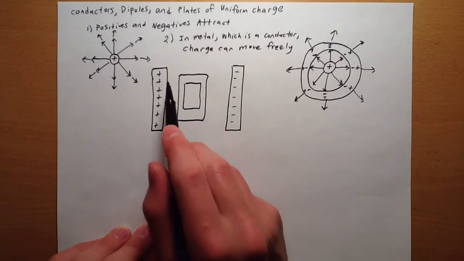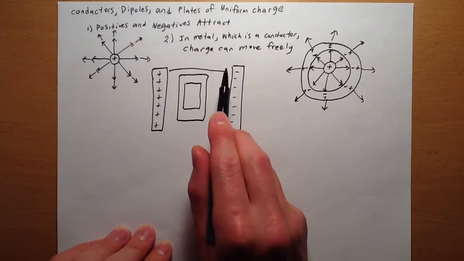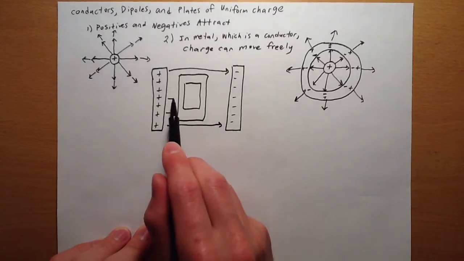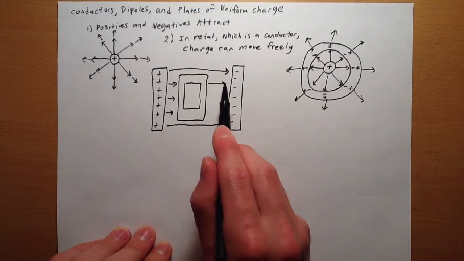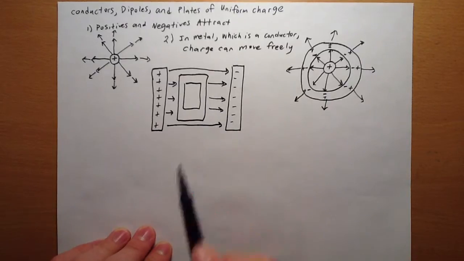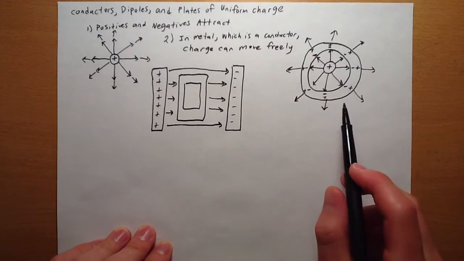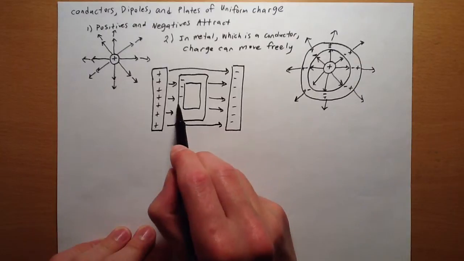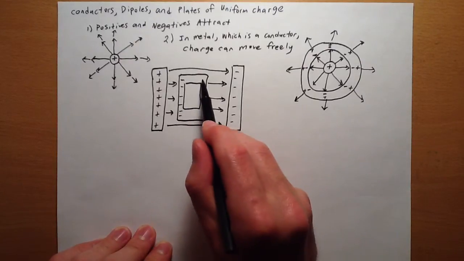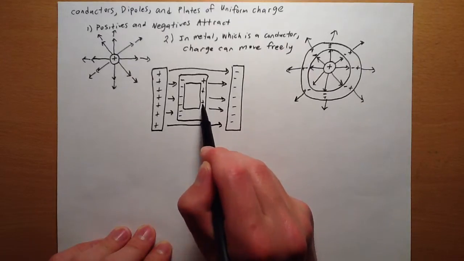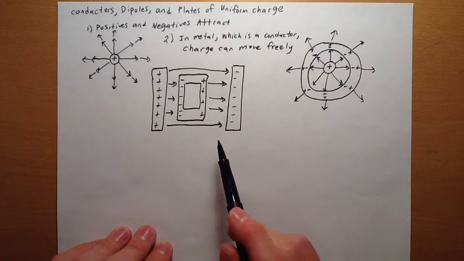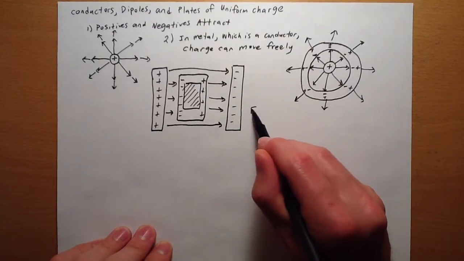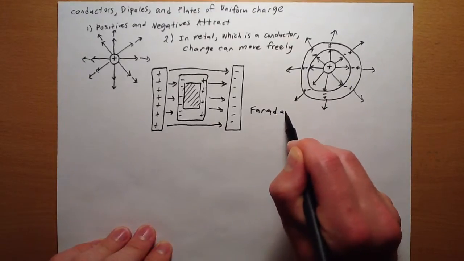So, if the metal box was in here, field lines would move across, positive to negative. But just like in the previous situation, negative charges meet the positive charge, and positive charges meet the negative charge. And there is no electric field within this open space right here. And this is called a Faraday cage.